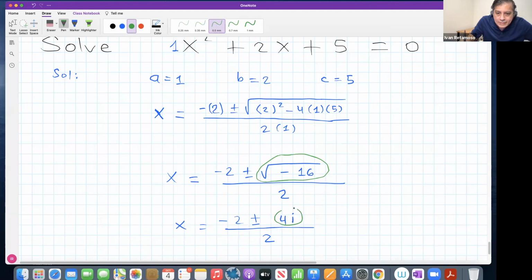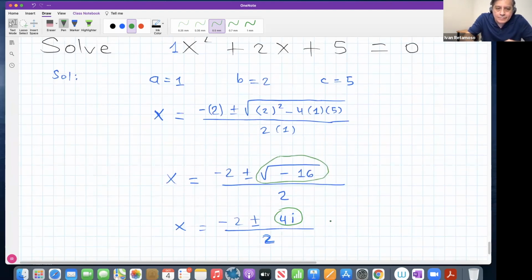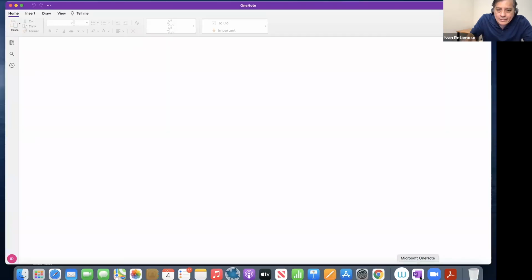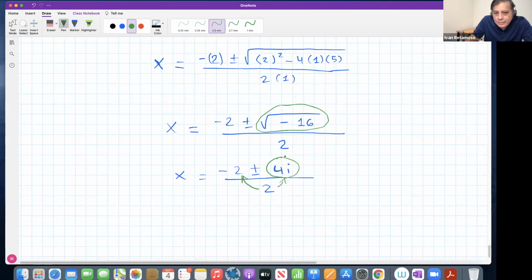Excellent. So for this square root of negative 16, we write 4i. And that's pretty much it, because after that, all you have to do is divide 2 into both. So this is 4i. Circle this here, and then just do this: 2 into negative 2, 2 into 2i, and the answer comes out. x equals negative 1 plus and minus 2i.